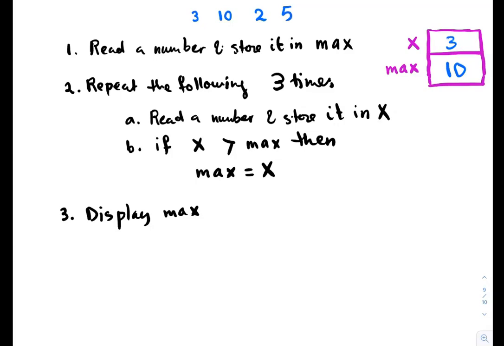And in the last repetition, we read the number 5 and store it in x. And then we compare x with max. x is actually smaller, so that will be false and nothing will happen. So that's it for the repetition statement. Once we're done, we go to the next statement, which is to display max, and it is the largest value, 10.